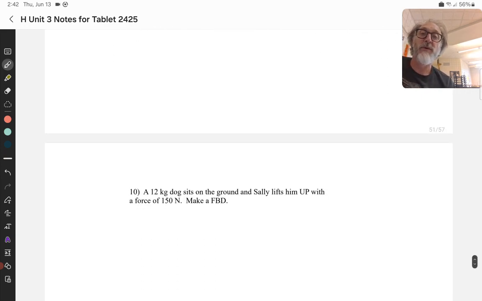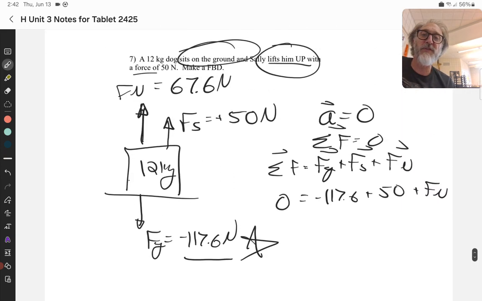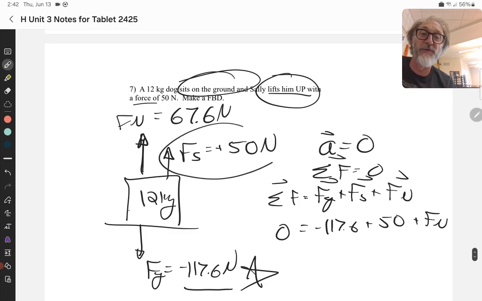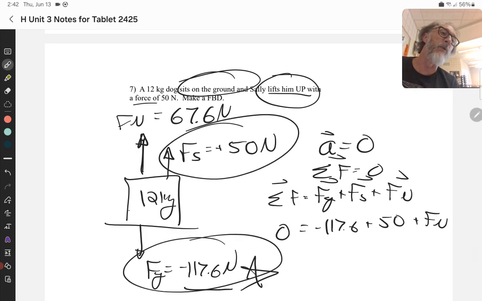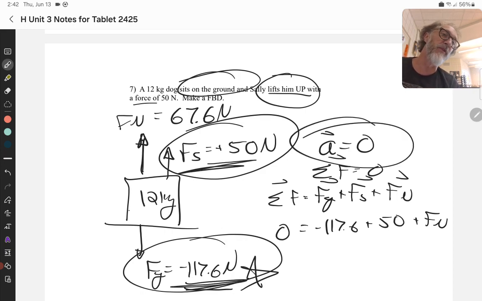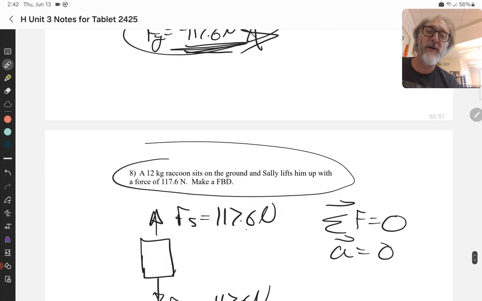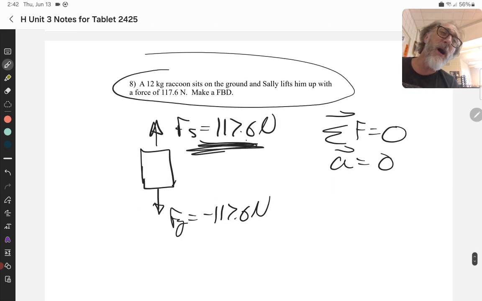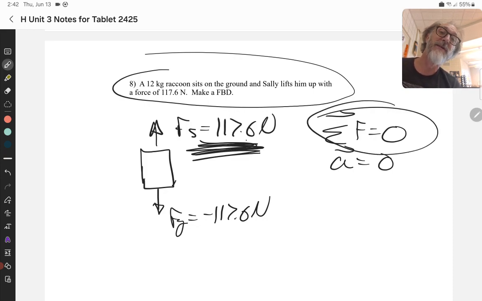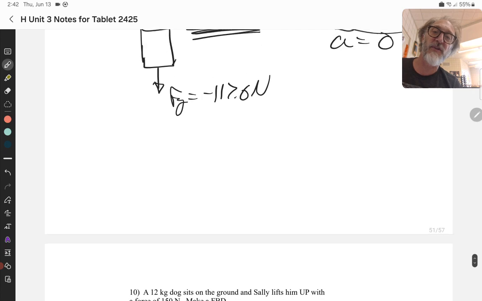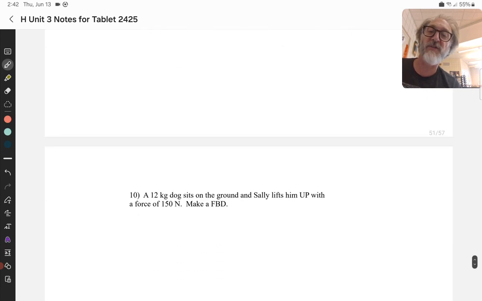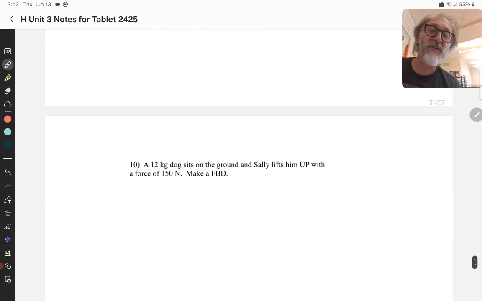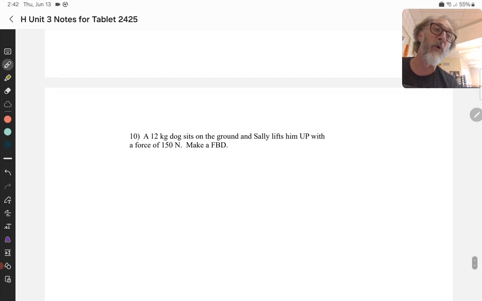All right, now, here's the important thing, though. So in the earlier example, Sally's force was 50 newtons, which is less than he weighs, right? So because her force was less than the dog's weight, he didn't move, right? That's why the acceleration was 0. Now here, Sally's exerting just enough force to support the weight, but not enough to produce a net force. So now in this next example, oh, I skipped example 9. In this example, Sally's lifting up with a force that's more than the force of gravity.